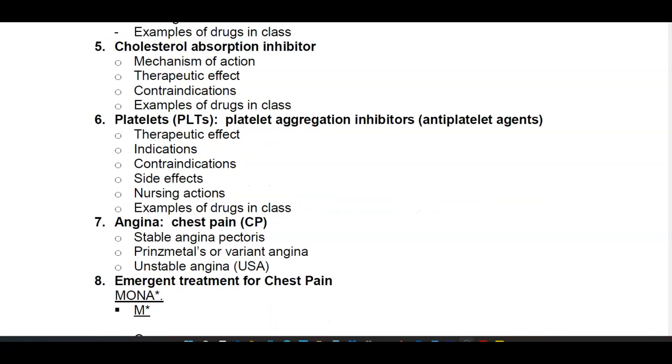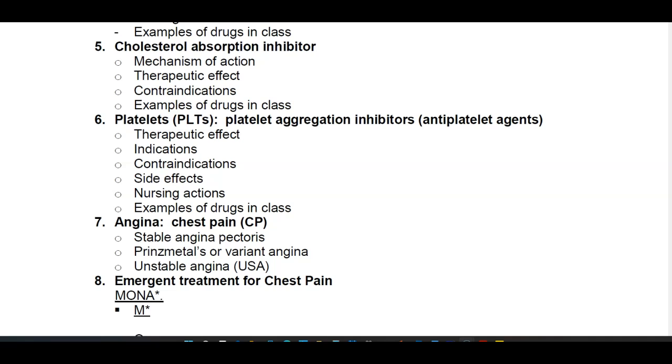Cholesterol absorption inhibitors. The mechanism of action is that it blocks the absorption of cholesterol in the small intestine. So what is the therapeutic effect? This generally lowers the total cholesterol. It is not a very specific lowering agent. It's not specific for just LDL, HDL, or triglycerides, unlike the other ones that are a little bit more focused on one type of cholesterol. So this decreases the total cholesterol.